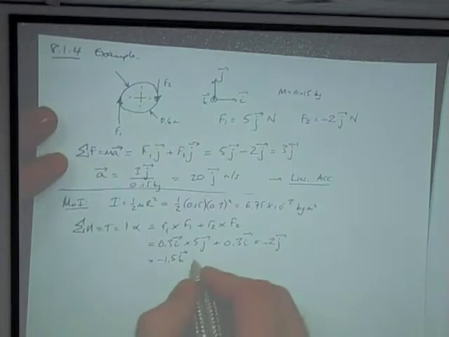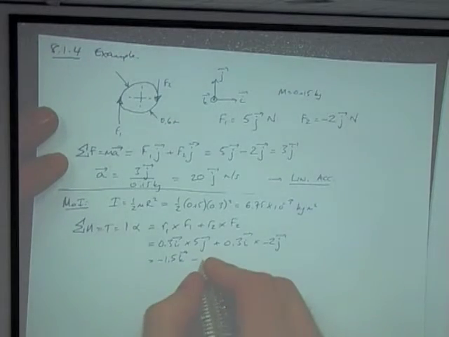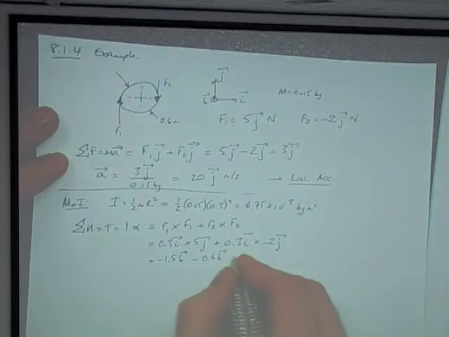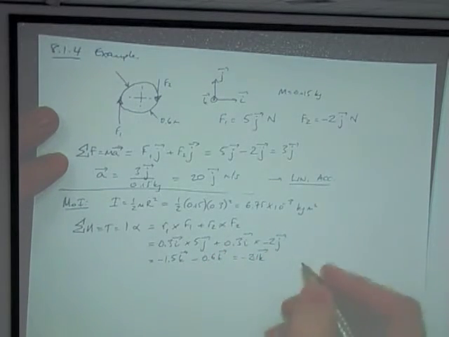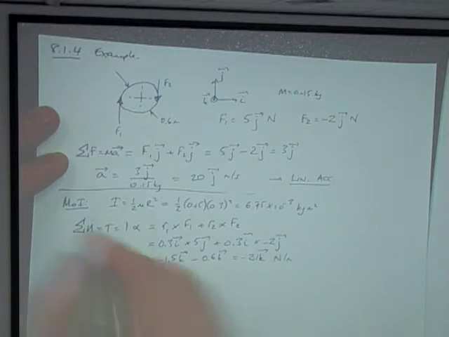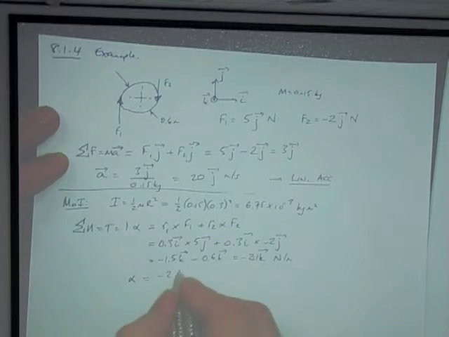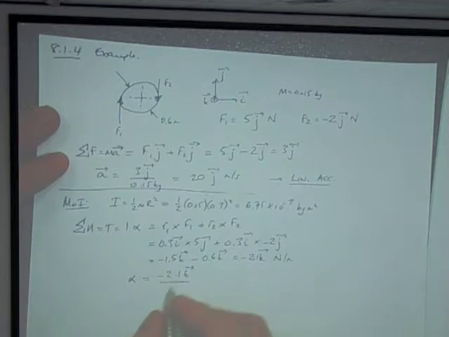And we've got minus 0.6 K equals minus 2.1 K Newton meters. So that's the torque. And so we take alpha, we divide that torque, minus 2.1 K divided by 6.75 times 10 to the minus 3.